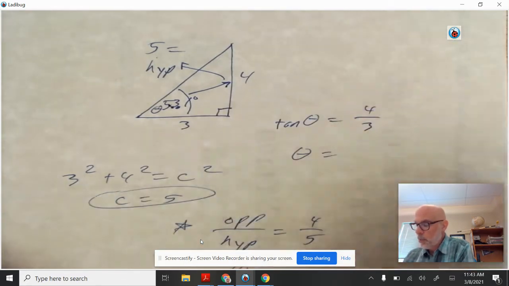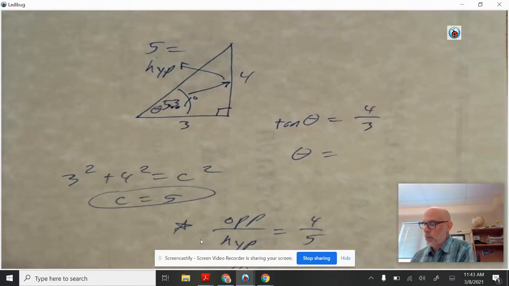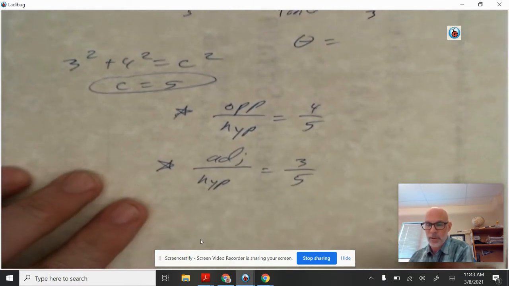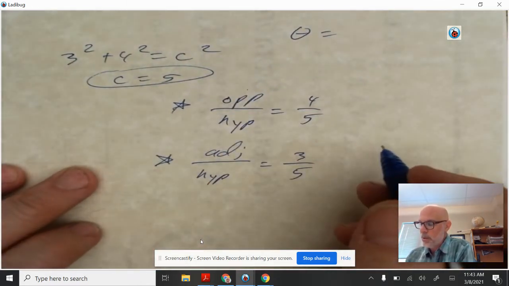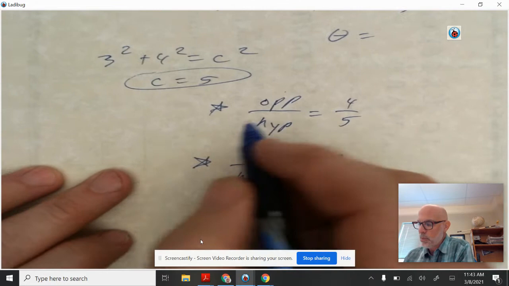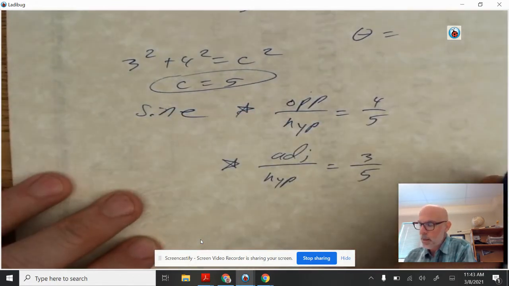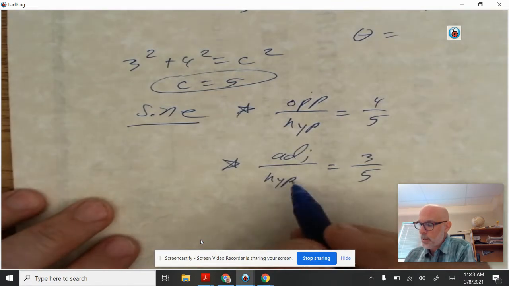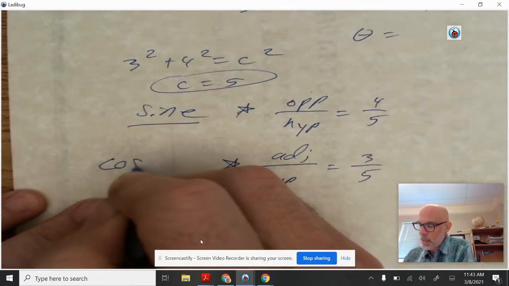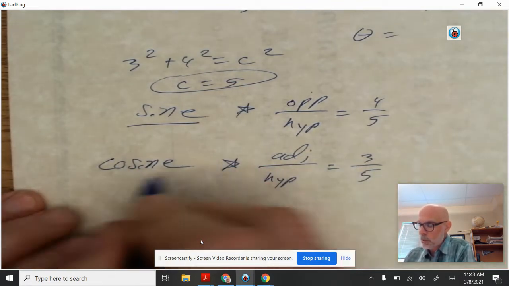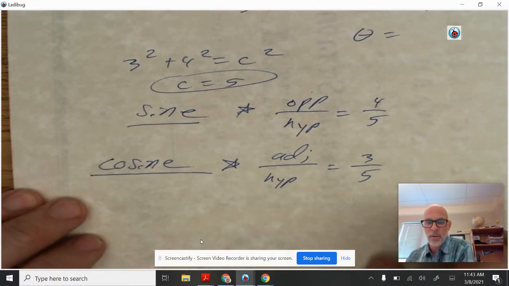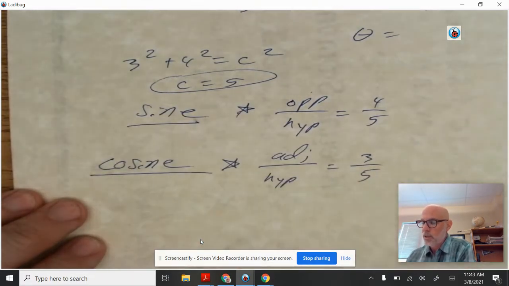So what this allows us to do is start branching into some other comparisons. These are the 2 comparisons. And this ratio right here has a name. It's called the sine ratio. And this one has a name. It's called the cosine ratio. All right. These are your 2 new ratios.